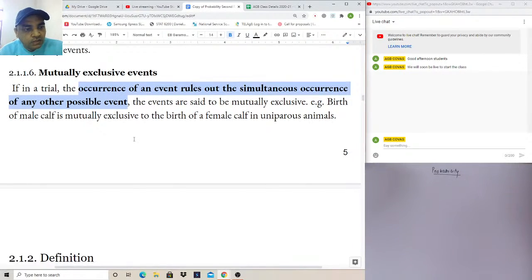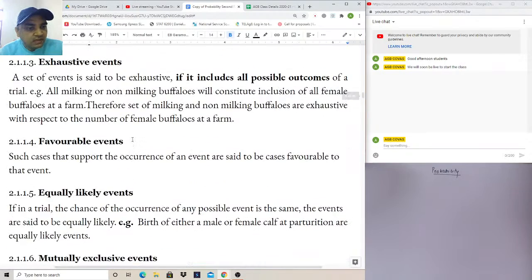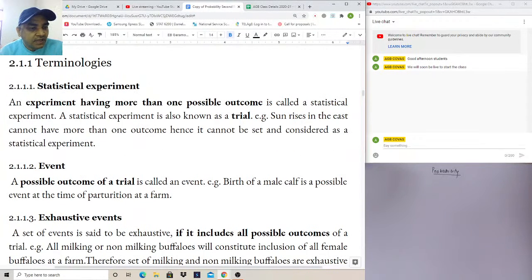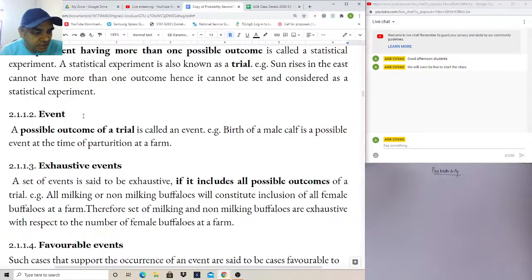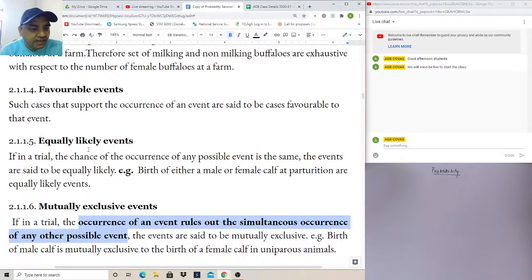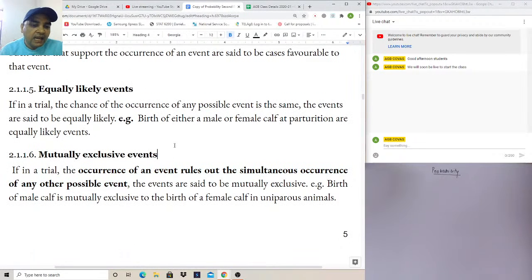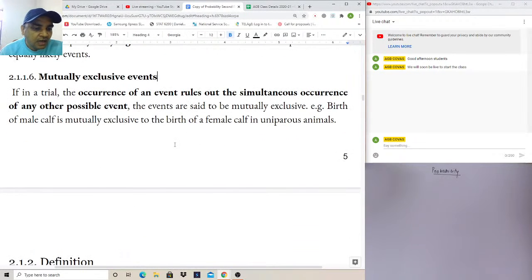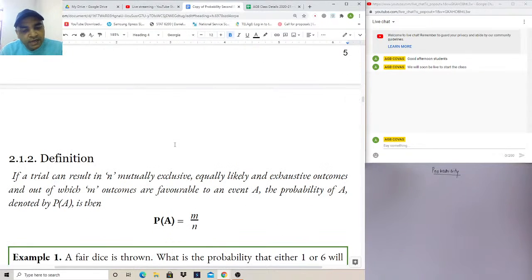Okay, now once we are through these terminologies, that is, we have studied the statistical experiment, then the event, then exhaustive events, then favorable events, then equally likely events, and mutually exclusive events. Now we will define the probability in terms of its mathematical definition.